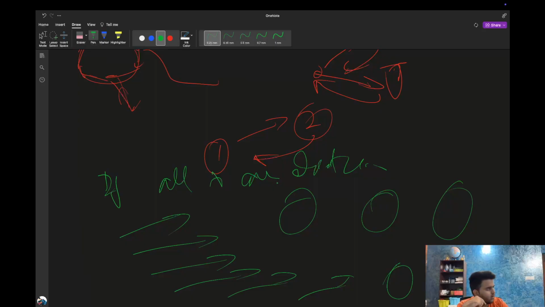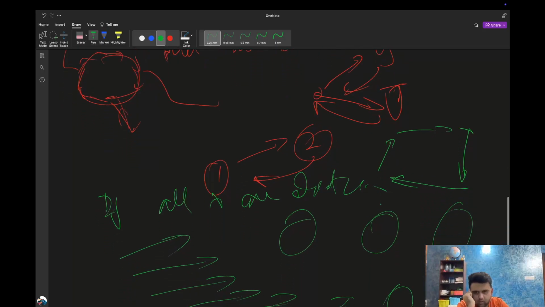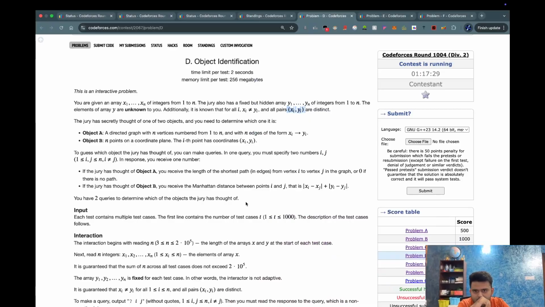But if they are, can I deduce something about that? When will distance be same? Will distance same if there are a cycle? I mean, I can have this. It's a permutation cycle, right? What's the smallest n? 3.